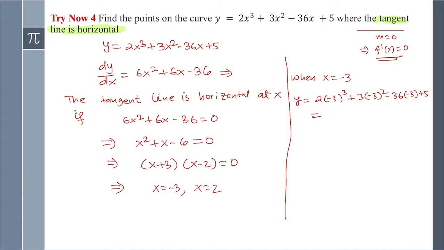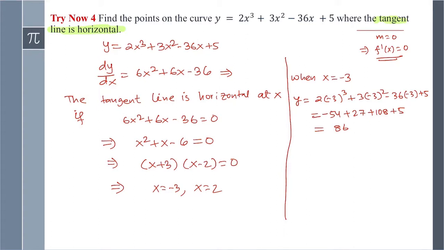So negative 3 cubed is negative 27, okay? And then when we multiply by 2, we get negative 54. Then negative 3 squared is 9 times 3 is 27, which is positive. Now negative 36 times negative 3 is 108, so plus 108 plus 5. Now if we add those numbers, negative 54 plus 27 plus 108 plus 5, that gives us 86. So the first point where the tangent line is horizontal is negative 3 comma 86.